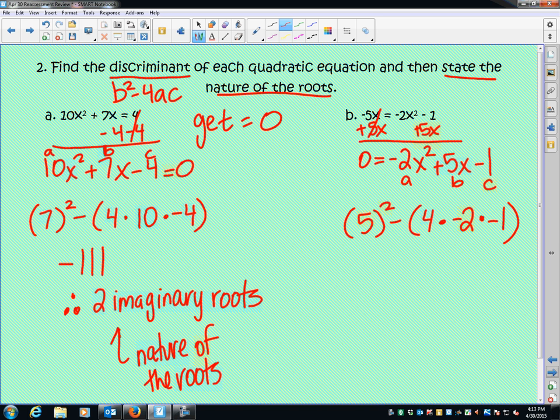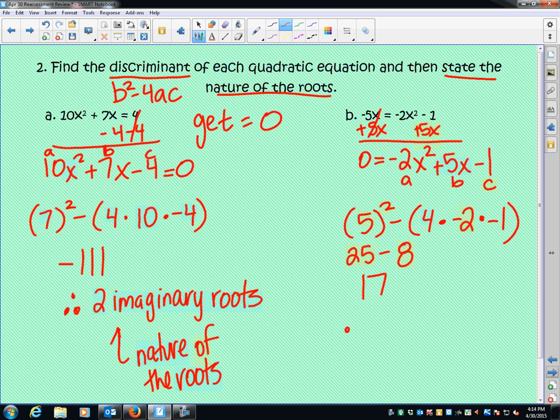Okay, so now we can simply type that into the calculator, or you can certainly do this in your head. So 5 squared is 25 minus, and then 4 times negative 2 times negative 1. 4 times negative 2 is negative 8. Negative 8 times negative 1 is positive 8. And then simply subtract those. So you will get 17. So there's my discriminant value.